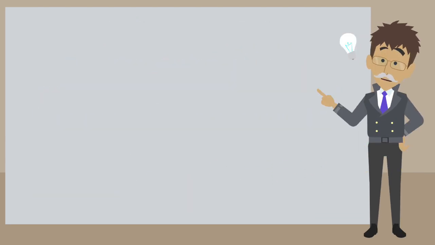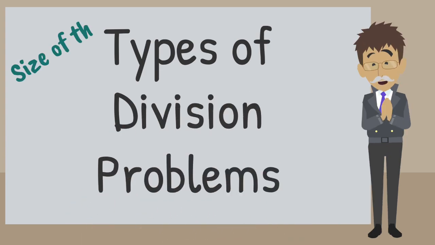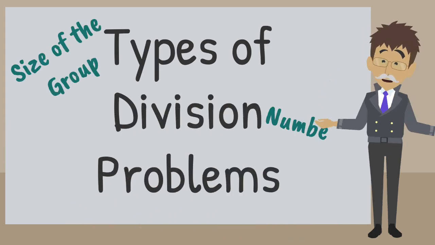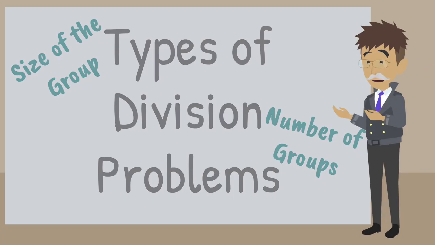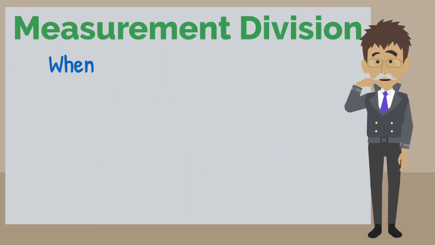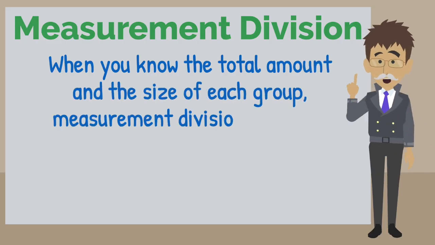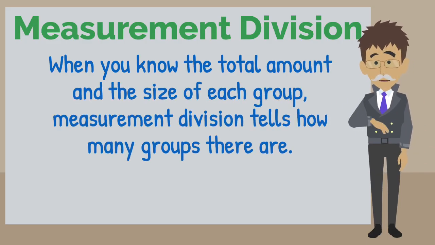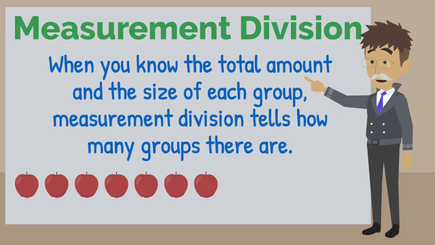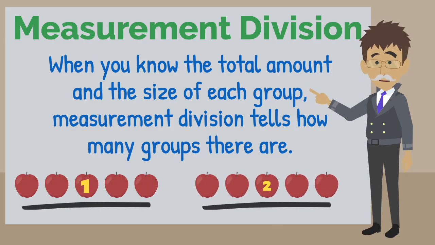When we work with division, there are two main types of problems. When we know the size of the group and when we know the number of groups. Measurement division or repeated subtraction. When you know the total amount and the size of each group, measurement division tells you how many groups there are. For example, 10 apples divided into groups of 5 apples gives 2 groups.